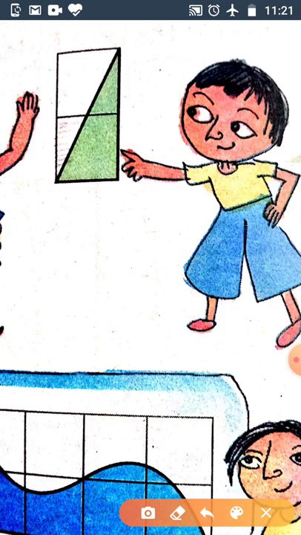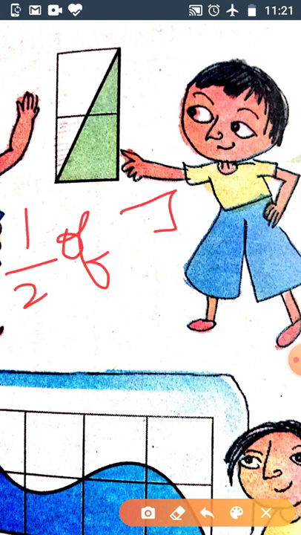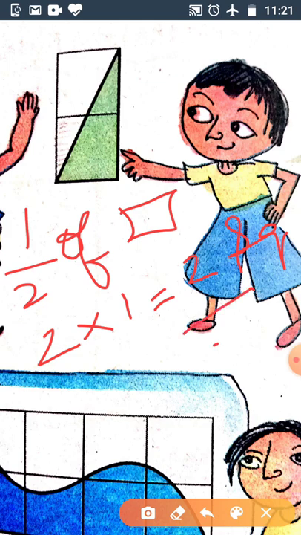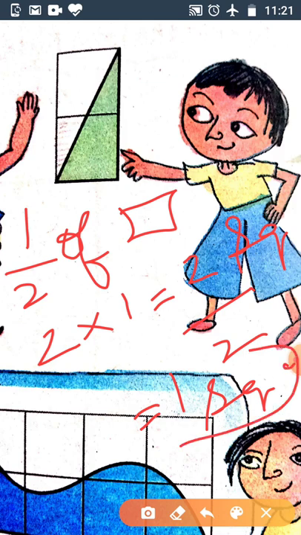Children, you can see this triangle formed inside the rectangle is just half of the rectangle. It means the area of a triangle is half of the area of a rectangle. So what is the area of a rectangle? 2 into 1 is the area of the rectangle, that is 2 square centimeter. When you divide it by 2, you will get 1 square centimeter. So 1 square centimeter will be the area of the triangle.